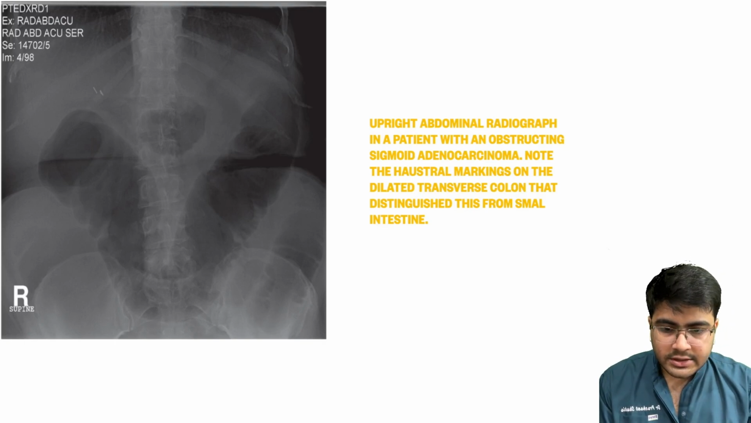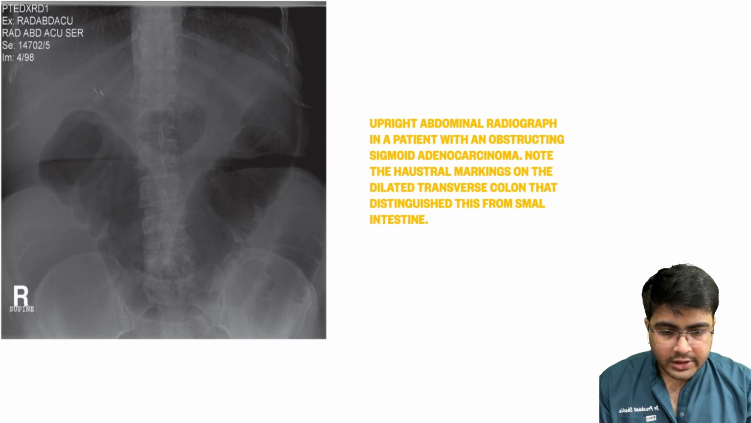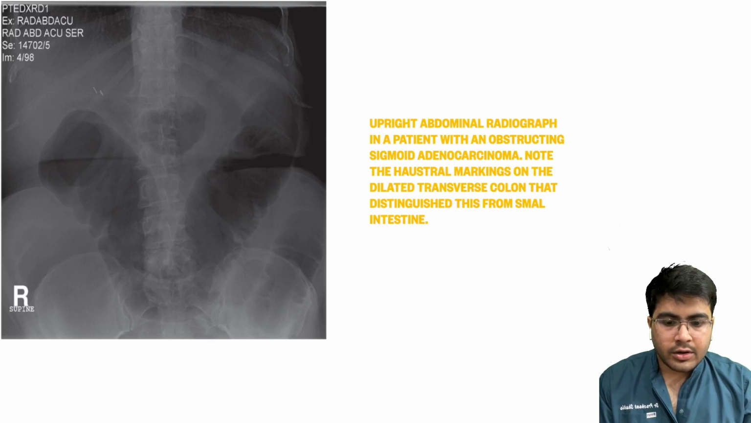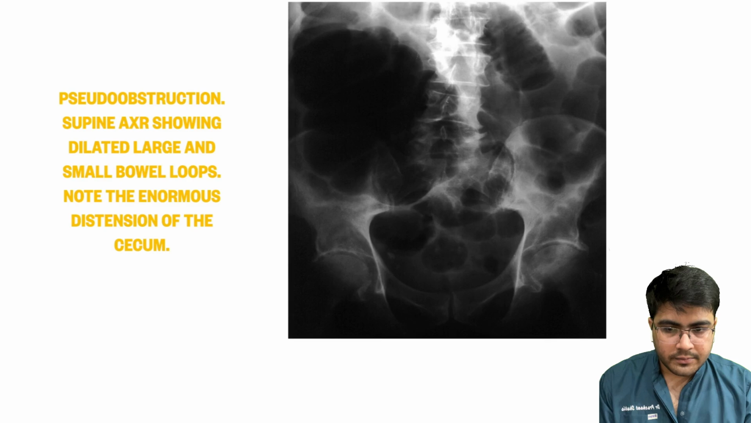So here you can see that there is presence of haustral markings. Okay, so here you can see the haustral markings are incomplete. They are not traversing the whole of the bowel circumference, and this is classical of large bowel. So we know that this is a dilated transverse colon that can be distinguished from the small intestine. Okay, so this is how a patient of obstructing sigmoid adenocarcinoma on abdominal X-ray looks like.